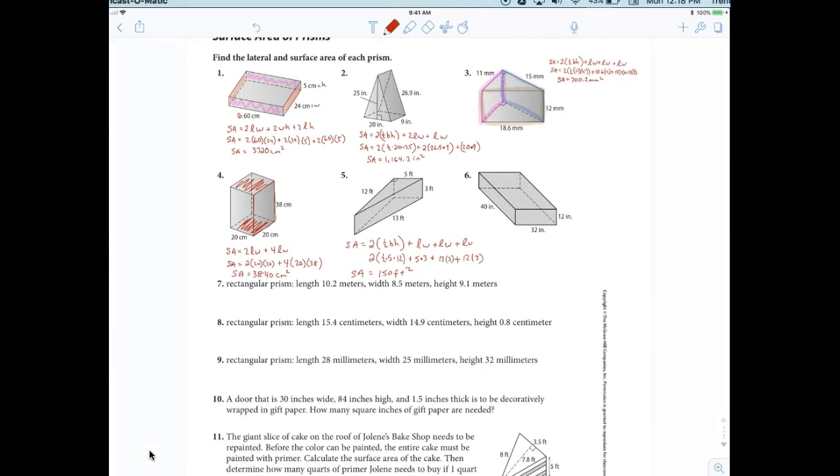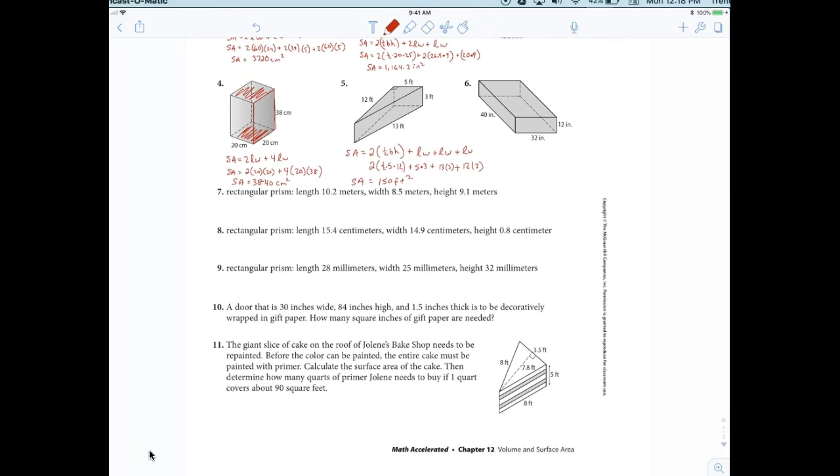Okay, so now listen to me. Honestly, guys, pay attention. 6 isn't hard. Now, what's the difference between 7, 8, 9, and 10? Somebody tell me. The only difference is they don't draw it for you. Is the formula going to be the same? Yes. All right. So I need everybody to try 6, 7, 8, 9, and 10 on your own.